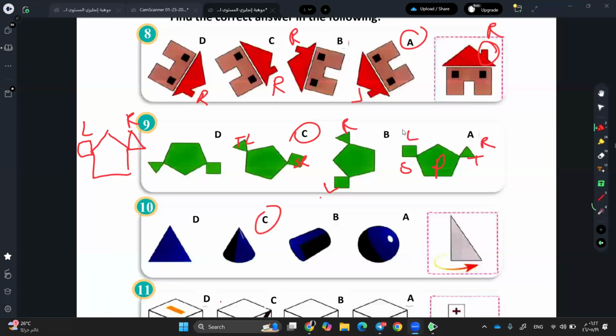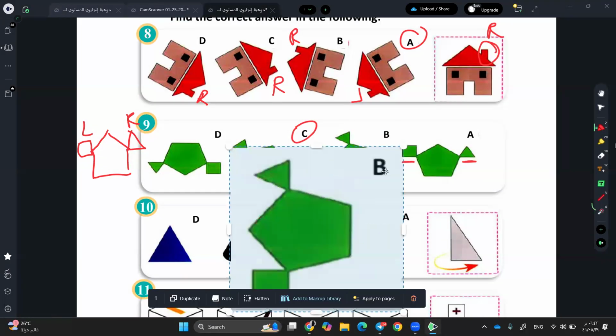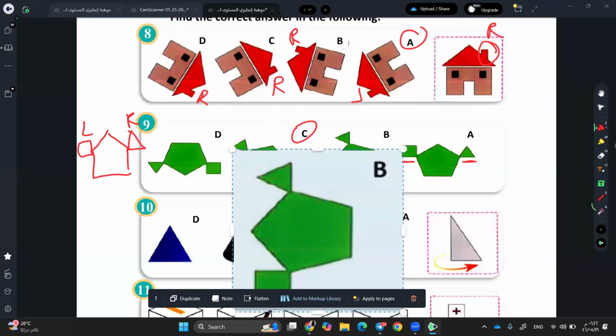Okay, question number 9. Let me show you here. In question number 9, you're going to have different shapes. So here, what is the shape? In A, you can see the triangle on the right and the square on the left, and this is the pentagon. Here it is also in B, you can see that B also has it like that.